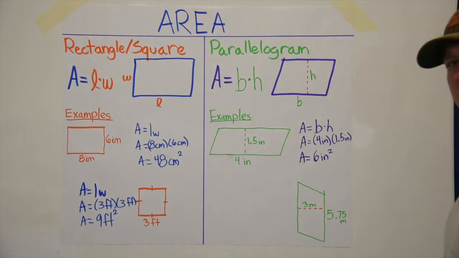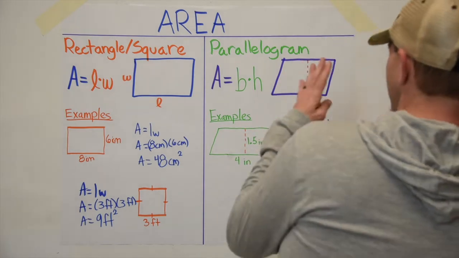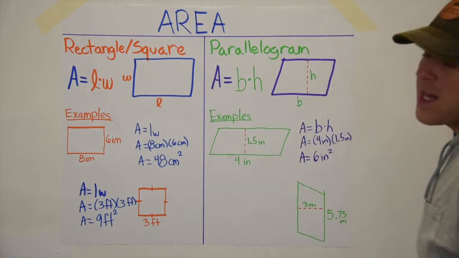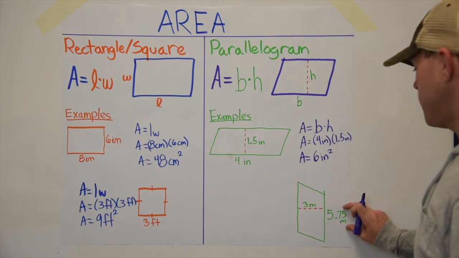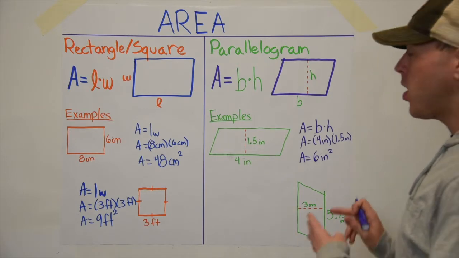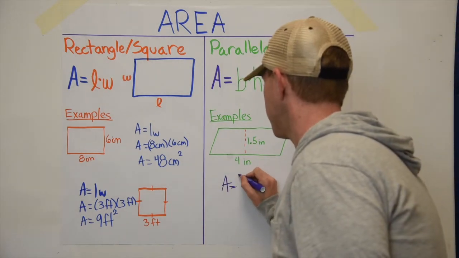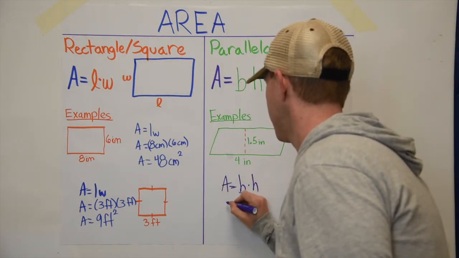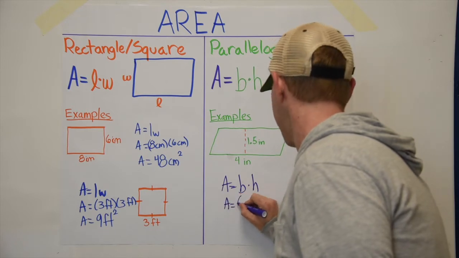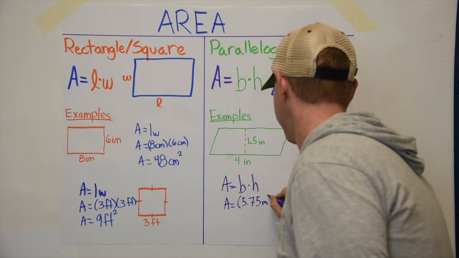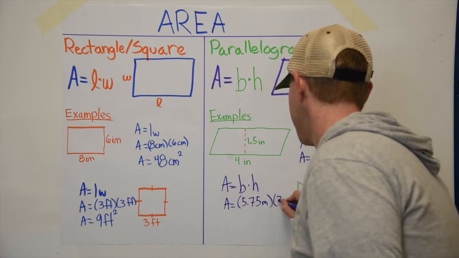Alright, our next one's a little different. What they've done is they took it and tilted it. So we have to first establish what our base is. Well, our base is going to be this number. Remember, the base is part of the parallelogram. It's one of the sides. So area equals base times height. My base is 5.75 meters. My height is 3.